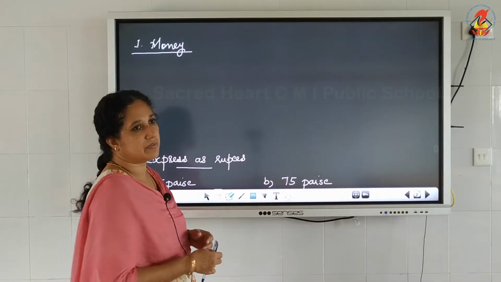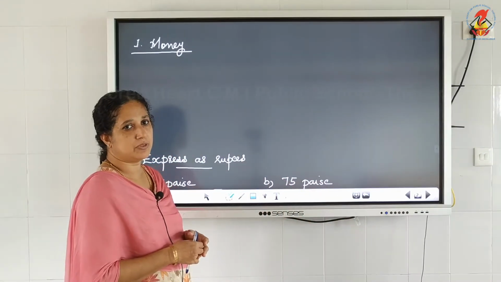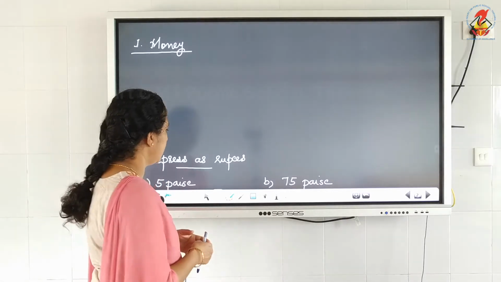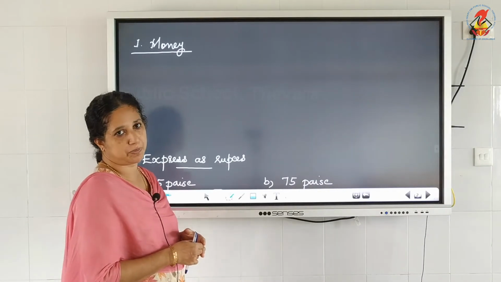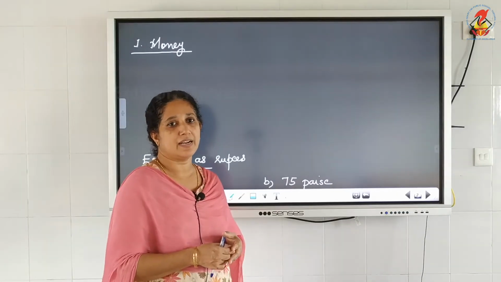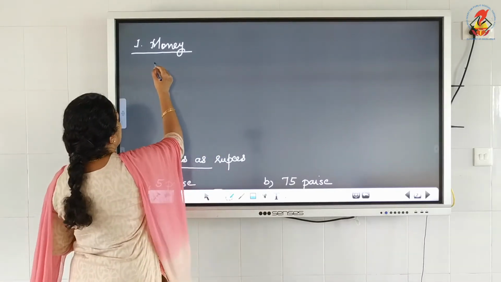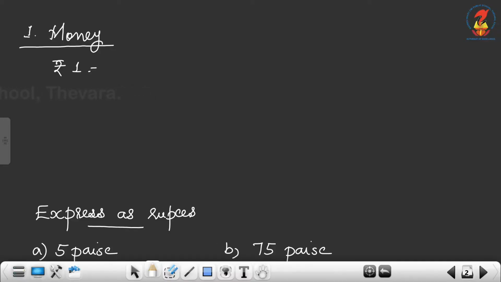Now first, we will look at money. We know that 100 paise equals 1 rupee. 1 rupee is how many paise? 100 paise. So 1 rupee is equal to 100 paise, that means 100 paise is equal to 1 rupee.